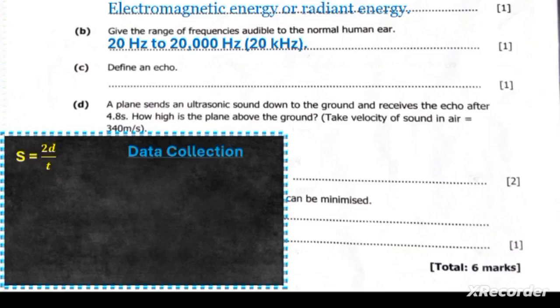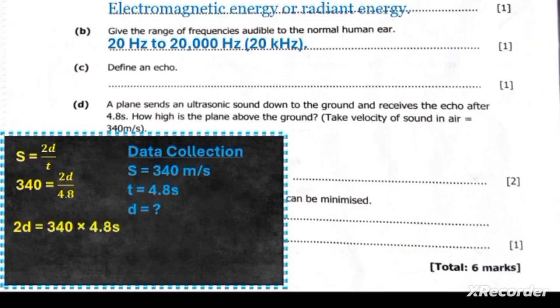Data collection. What have we been given? We have been given speed, which is 340 meters per second. What else have we been given? We have been given time, which is 4.8 seconds. We are looking for distance. So where there is speed, we write 340. Then where there is time, we write 4.8 seconds.